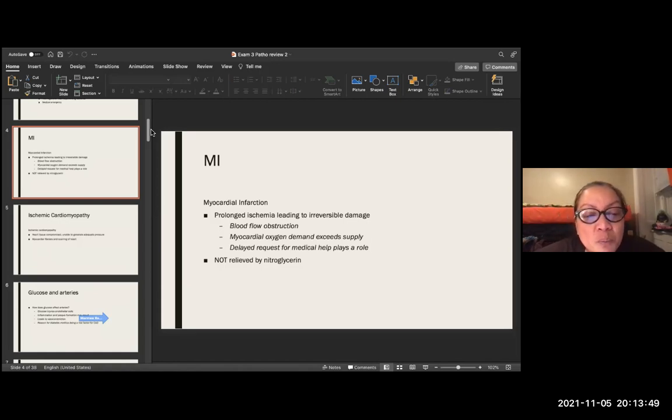So there is blood flow obstruction, myocardial oxygen demand exceeds supply because too much demand, and delayed request for medical help plays a role. That's it, because they are disregarding the acute episodes. So yes, that's it. Okay, next.